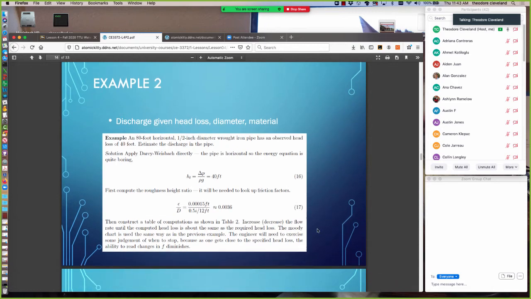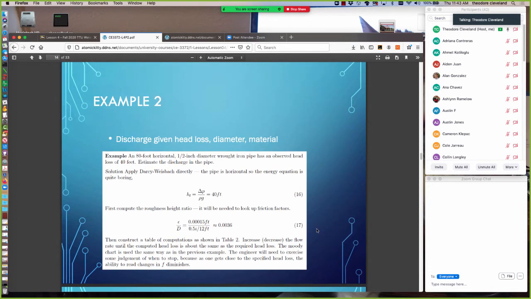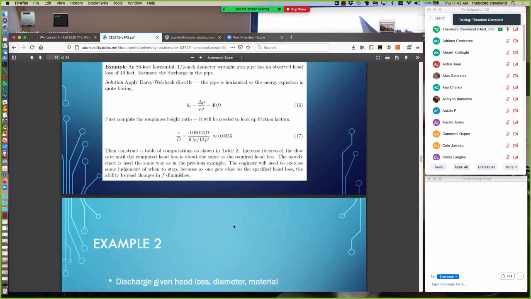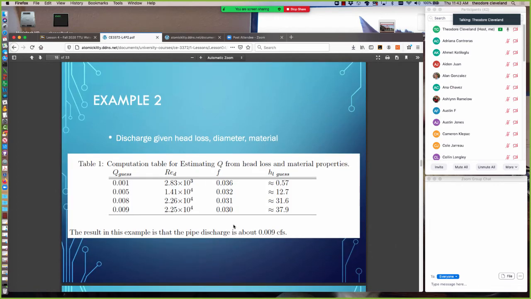Second application of Moody chart is discharge given head loss, diameter, and material. This one requires an iterative approach if we're going to use a chart. So we would apply Darcy-Weisbach directly, and we have head loss is equal to 40 feet because it's given. And we would compute the roughness height ratio, also from given information, as 0.0036.